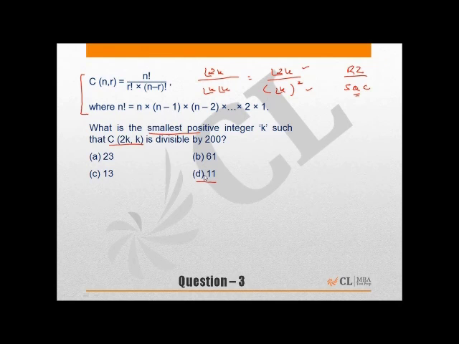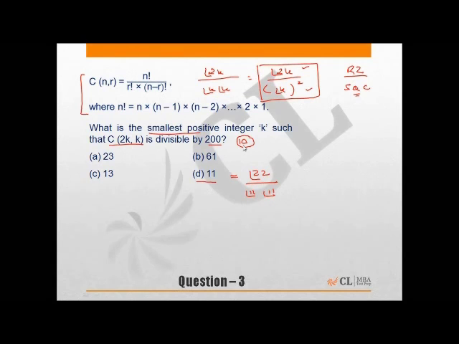So if k is equal to 12, what will C 2k k be? K is equal to 12. So this will mean 22 factorial upon 11 factorial into 11 factorial. Now this has to be divisible by 200, which means the power of 10 in the numerator should be 2 more than that in the denominator. Only then this will be possible.